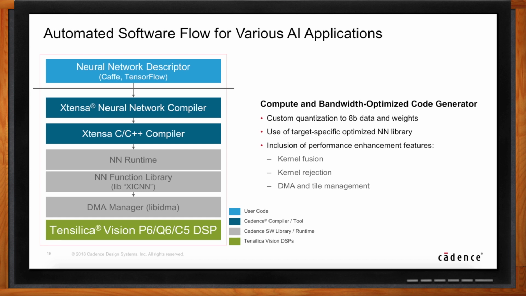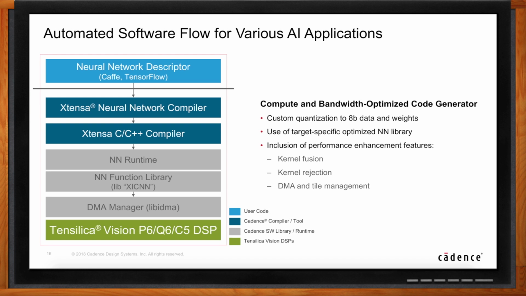So for example, if you are a system vendor who is building a system using a DSP-based SoC, then you can focus on developing the neural network and not worry about programming the DSP. You could use this neural network compiler, and by using this compiler, you can generate the code for the specific DSP, the P6, Q6, or the C5.